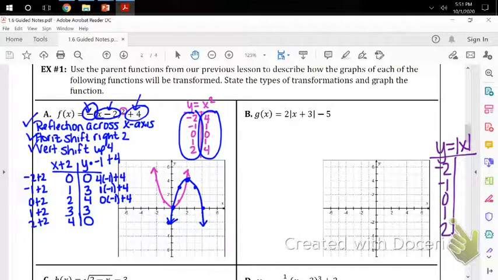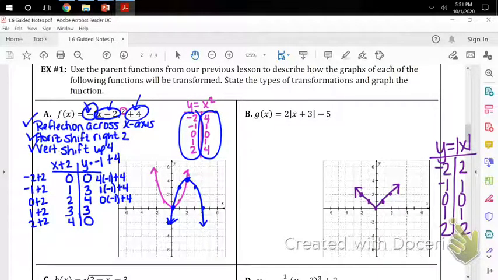Either I can, if I don't have it memorized, I can work it out. Absolute value of negative 2 is 2. Absolute value of negative 1 is 1. Absolute value of 0 is 0. Absolute value of 1 is 1. Absolute value of 2 is 2. Now, I'm going to go ahead and graph that since we're here right now with it. So there's our parent function.